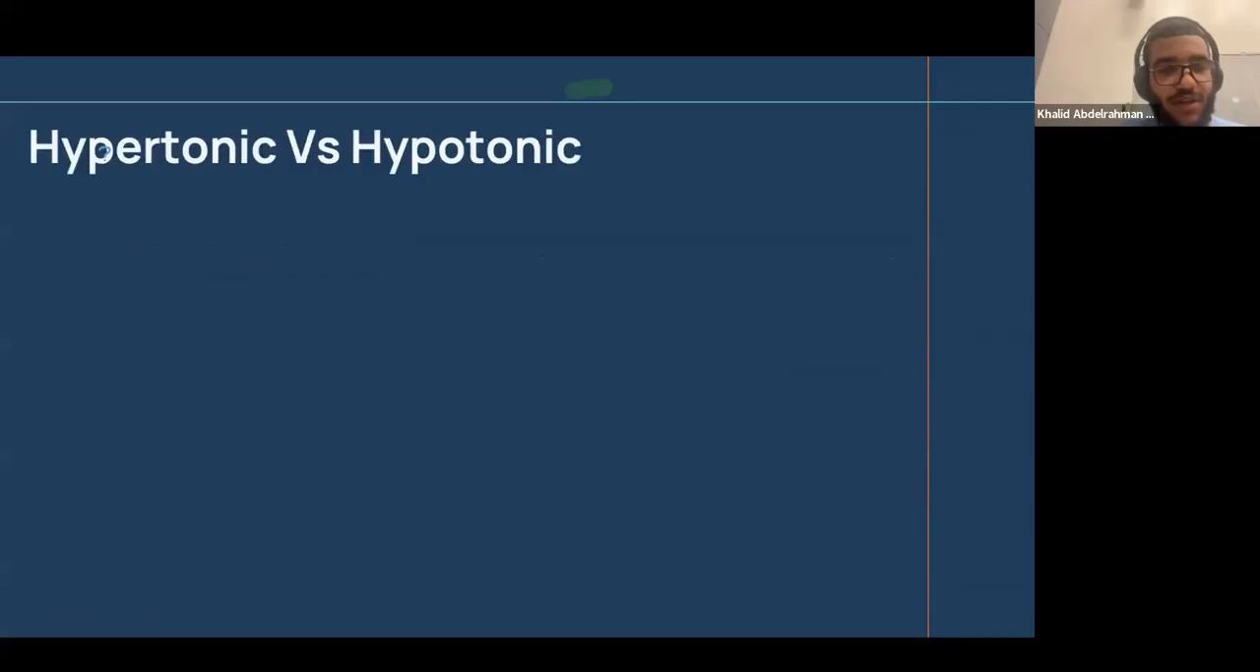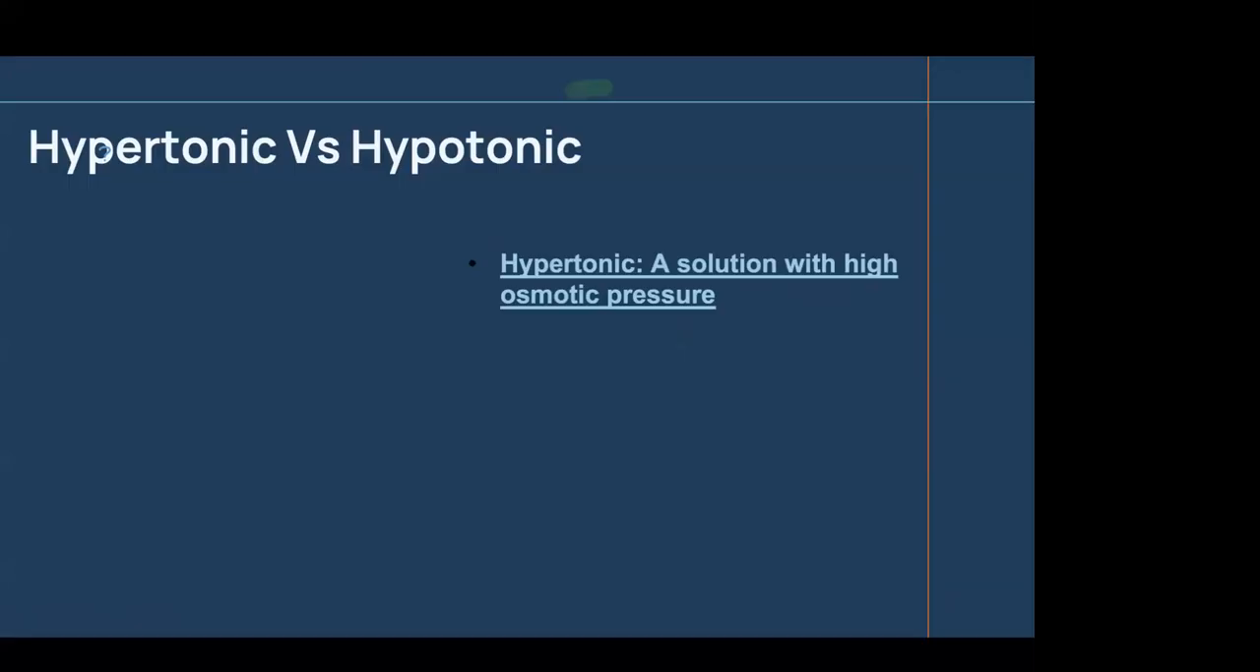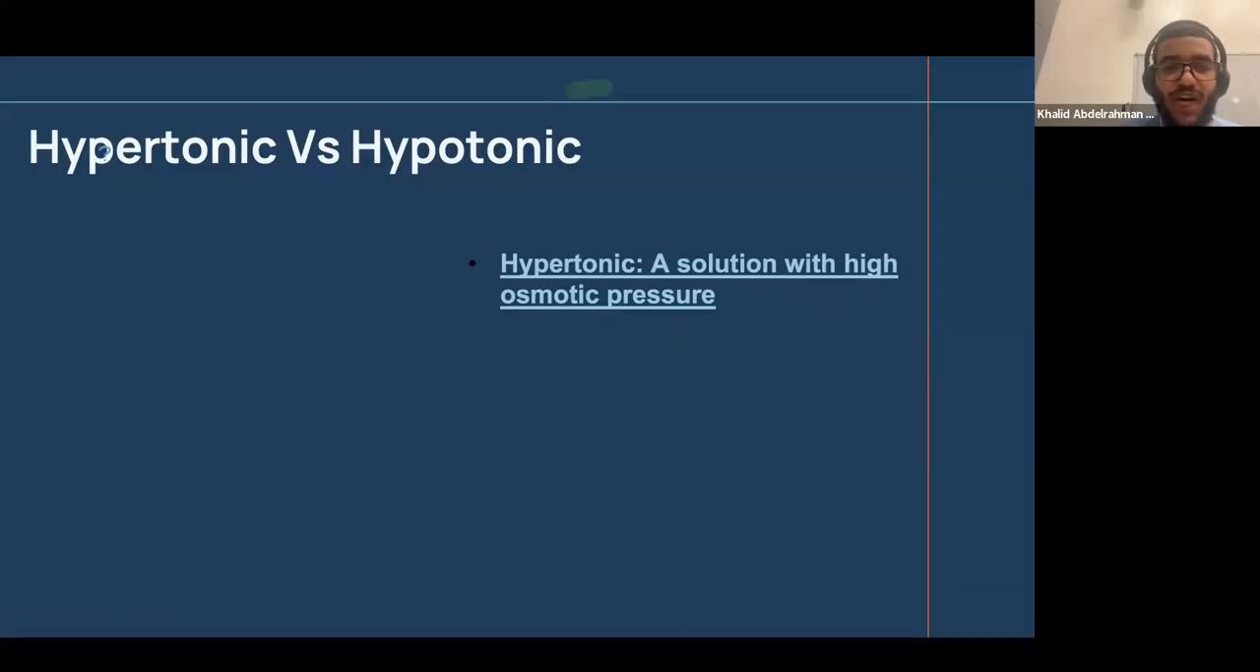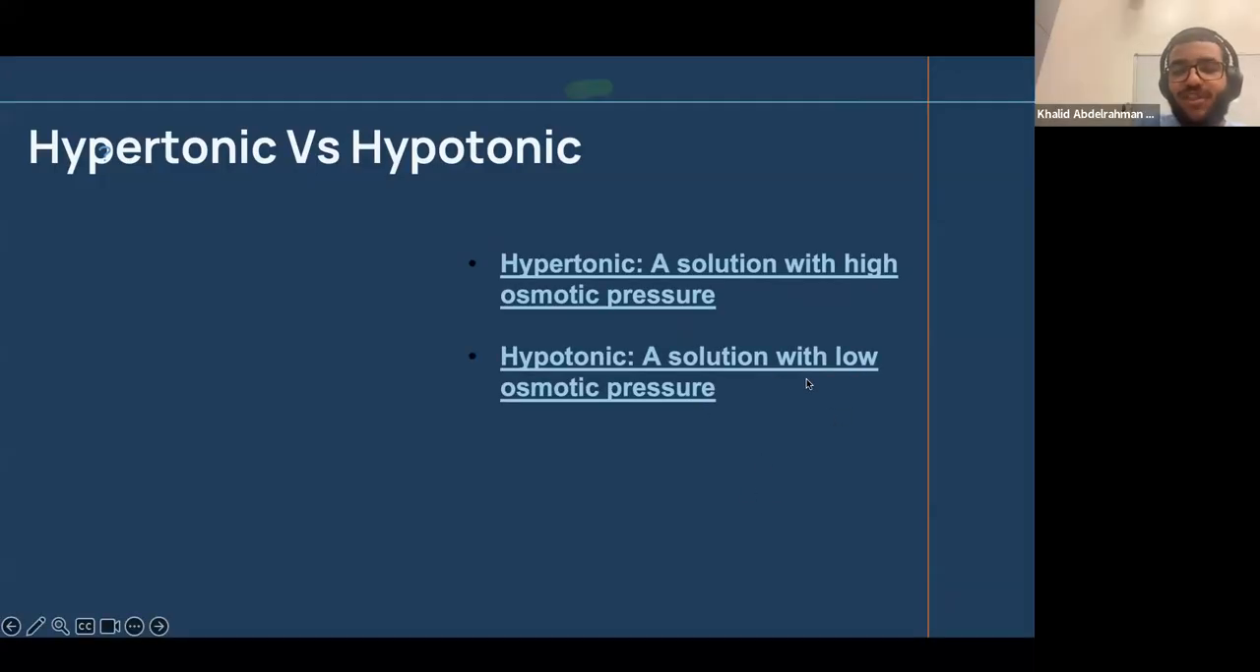Now this is another very important concept, which is hypertonic versus hypotonic. For the rest of the lecture, I'll be using these terms, so it's important to know what they mean. Hypertonic is a solution with high osmotic pressure. So does that mean it has a high amount of solutes or a low amount of solutes? High amount of solutes. And then obviously, what would hypotonic mean? Low solute concentration or low osmotic pressure.